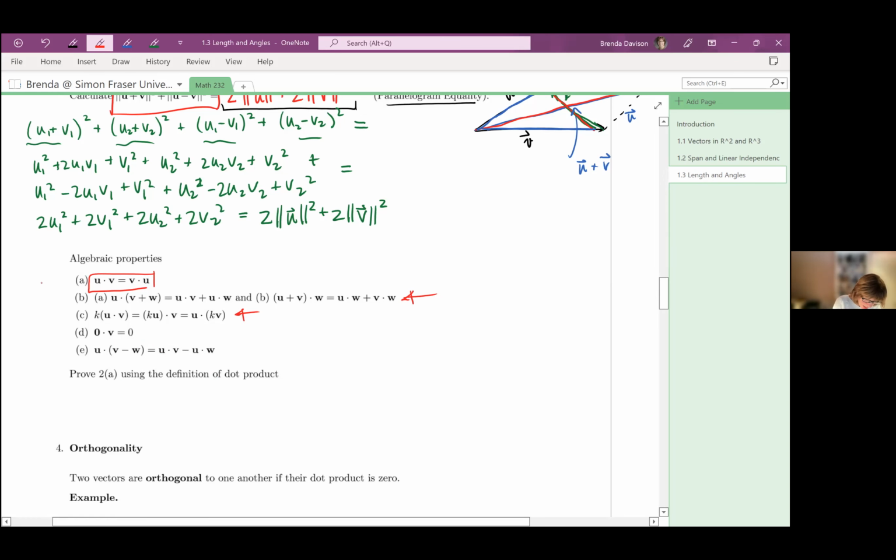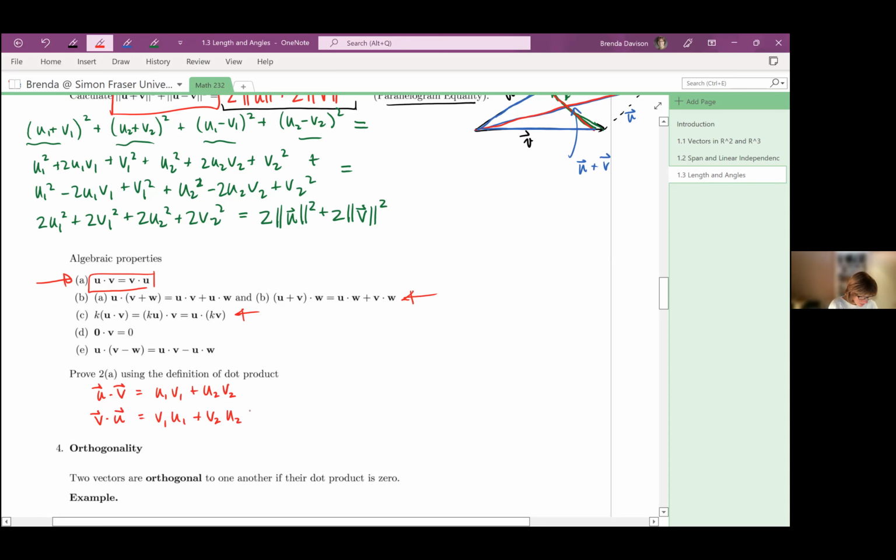So let's just take a look at proving this one here. We're going to prove 2a using the definition of the dot product. So here, what we do is we simply write out what both of them are and try to show that they're equal. So let's write out what u dot v is. That's equal to u1 v1 plus u2 v2. That's the definition of the dot product. Let us write out what v dot u is. That is v1 u1 plus v2 u2, also by the definition of the dot product.